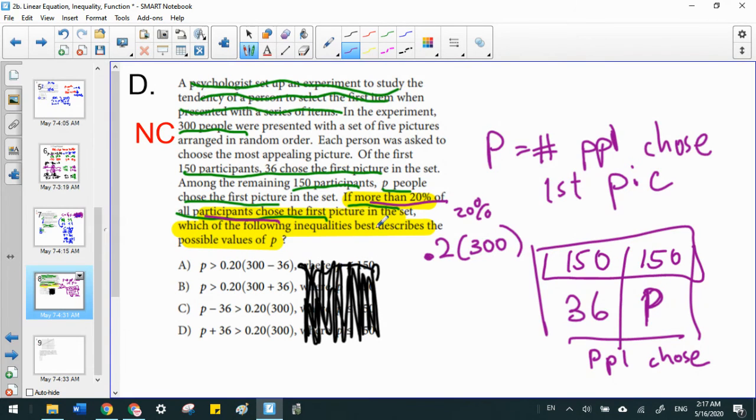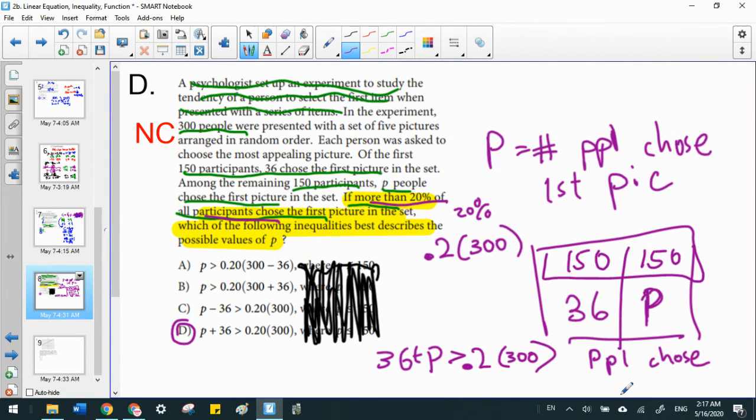And they're saying if more than 20% of all participants chose the first picture in the set, then we can put this part together. This is all the people that chose the first picture, and say that it's going to be greater than 0.2 times 300. And that represents the inequality accurately. And between A, B, C, and D, that means D is going to be the answer. And that, I would say, is the super methodical way of figuring out how to do this problem here.